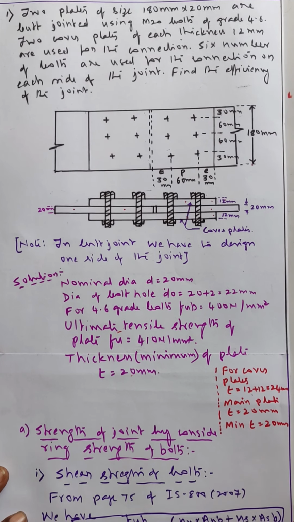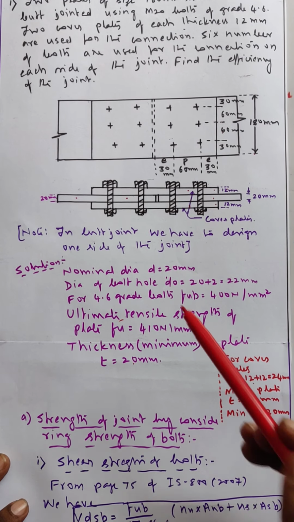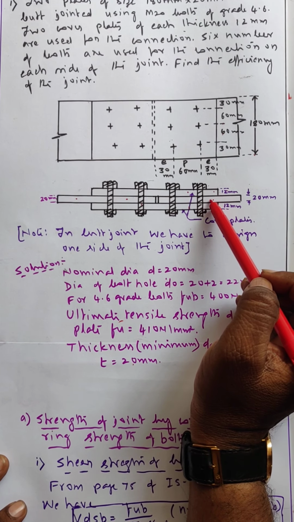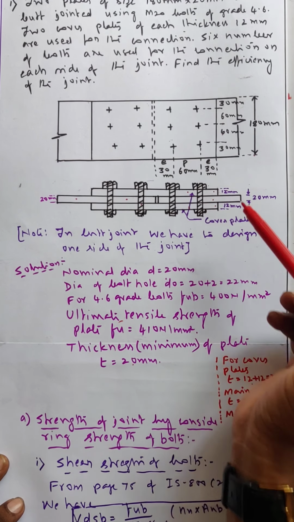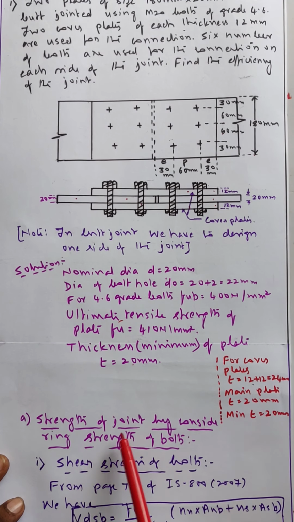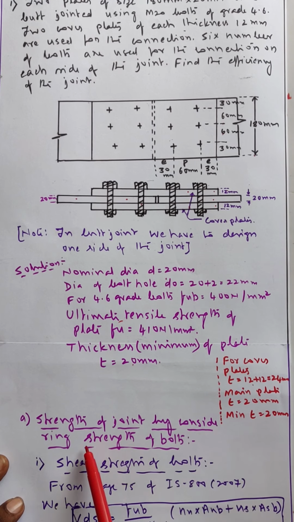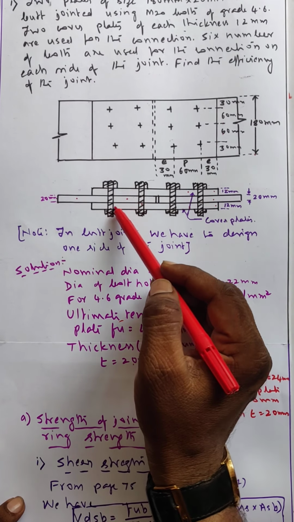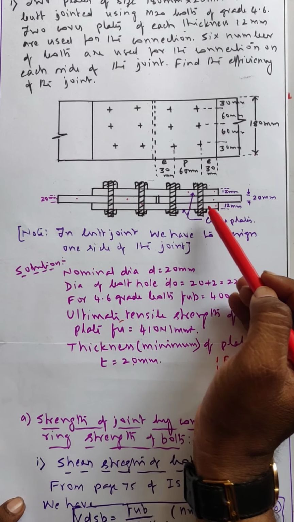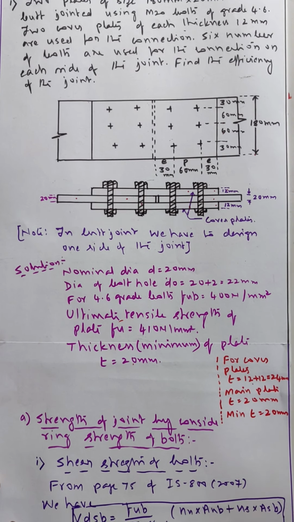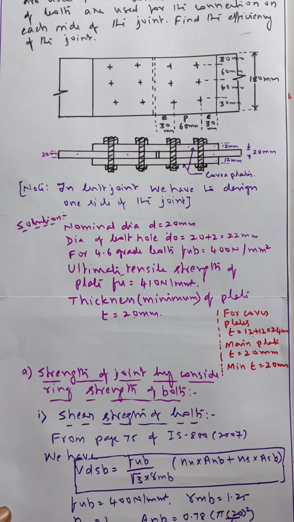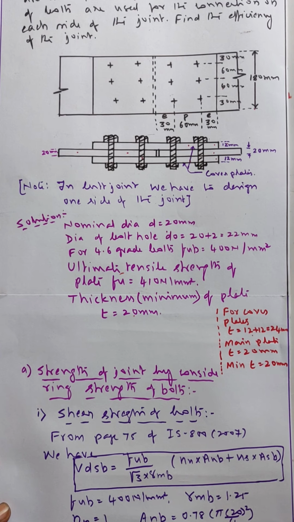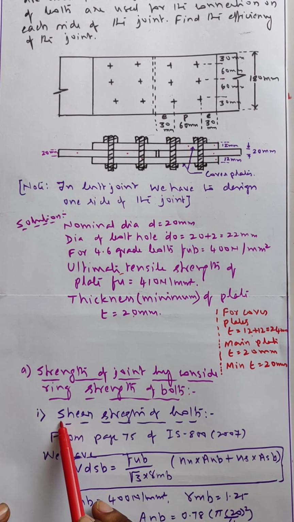Now there are three conditions. If a joint should be safe means the bolt should be safe, the main plate should be safe, and this cover plate should be safe. Therefore we have to calculate what is the strength of the joint by considering strength of the bolts. See, what is the strength of bolts or how much load these bolts can take, we have to calculate. That is the first case A, the strength of the joint by considering strength of the bolts. In that we have to calculate the bolt value.